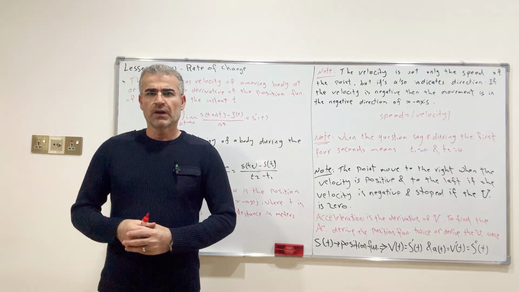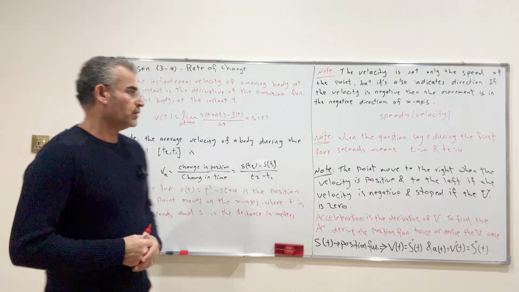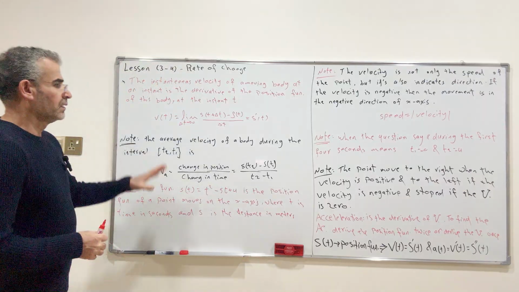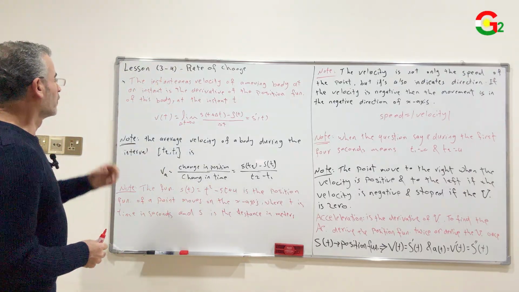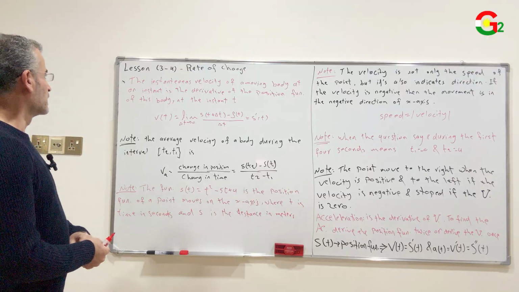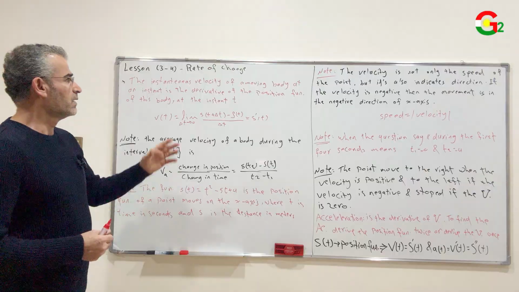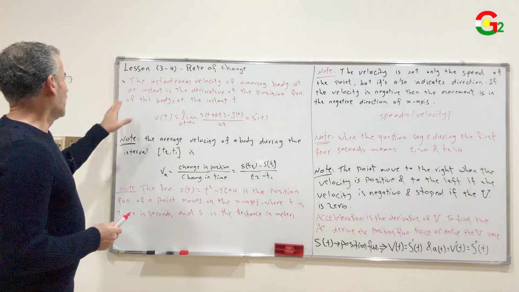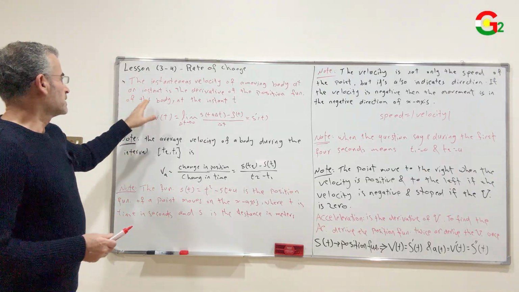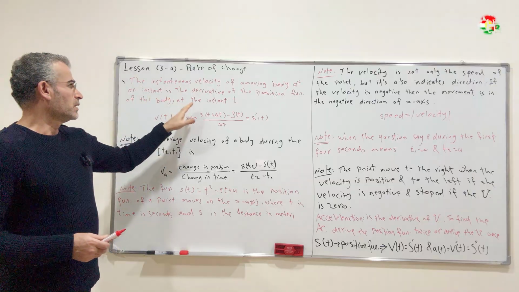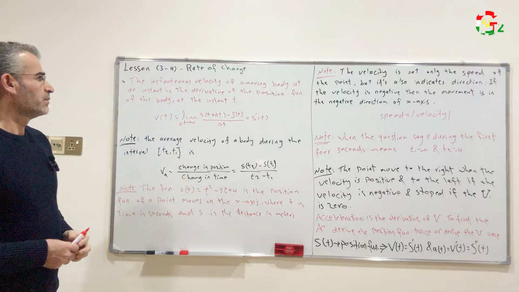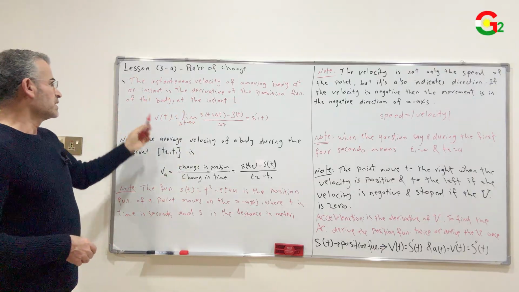Hello everyone. The headline of this tutorial is rate of change. We have some notes before we start solving the examples and the exercises. The instantaneous velocity of a moving body at an instant is the derivative of the position function of this body.